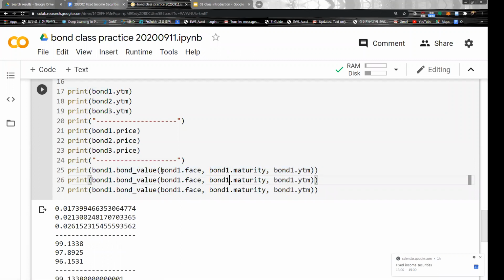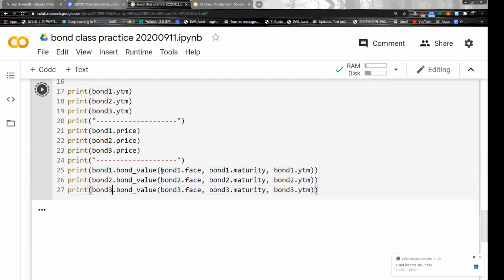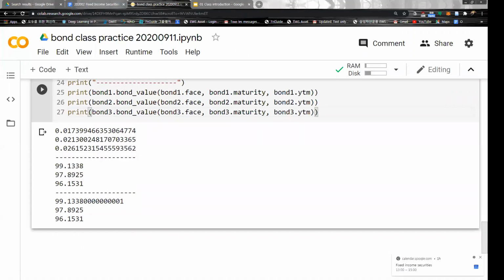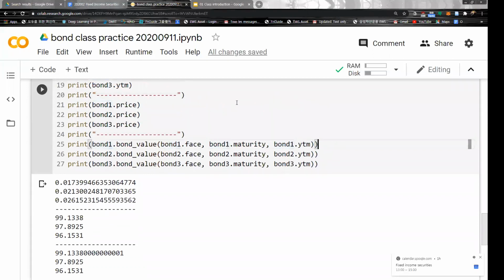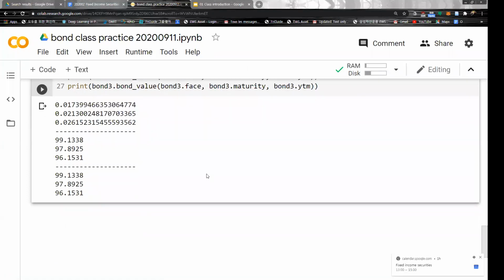And then change everything to 2, 2, 2, 2, and then 3, 3, 3, 3, and then if we run it, then right, besides the first one, we have exactly the same. This looks ugly, so instead let me round to 4. Okay, then we have exactly the same ones.